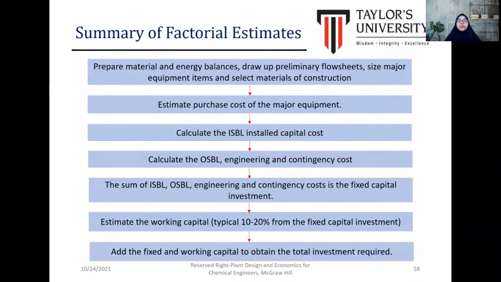And then after that, both ISBL, or inside battery limit, and outside battery limit give the total of the fixed capital investment. And then after that, we may estimate the working capital. Typically, the range is between 10 to 20% of the fixed capital investment. Okay, the range depends on the complexity of the project. And then after that, we may add both fixed capital and working capital to obtain the total capital investment required in the process plant.